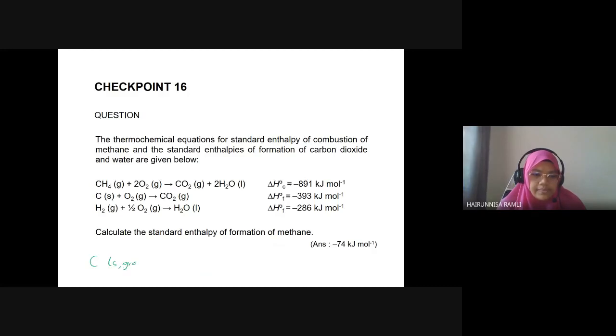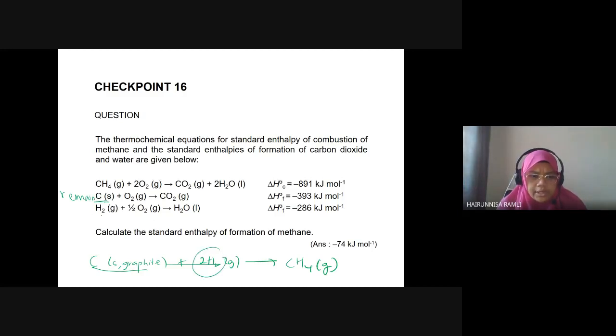C, graphite, plus 2H2 gas produce CH4 gas. Okay. C on the left side, 1 mole. So you can remain the equation.